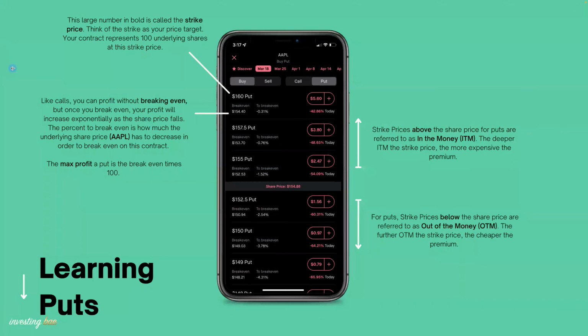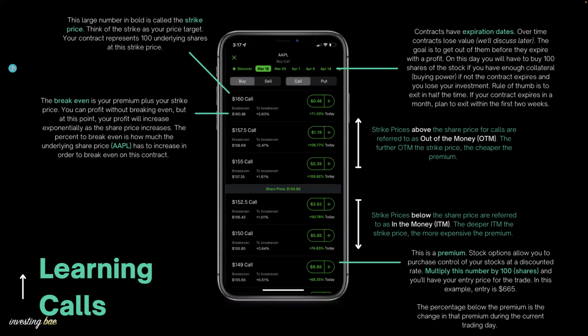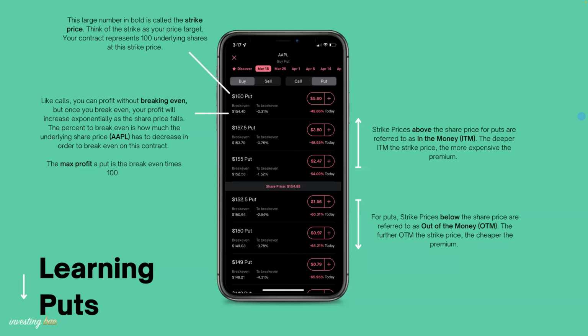So calls, and let me back up. Calls are what we look for when we're bullish, right? When we want the price to increase. On the flip side, we have puts, right? Everything has an opposite. So puts are what we want when we want the price to come down. We still have a strike price. We still have a premium price. But notice over here, here's your share price at the time. As the strikes go lower, the premiums get cheaper.